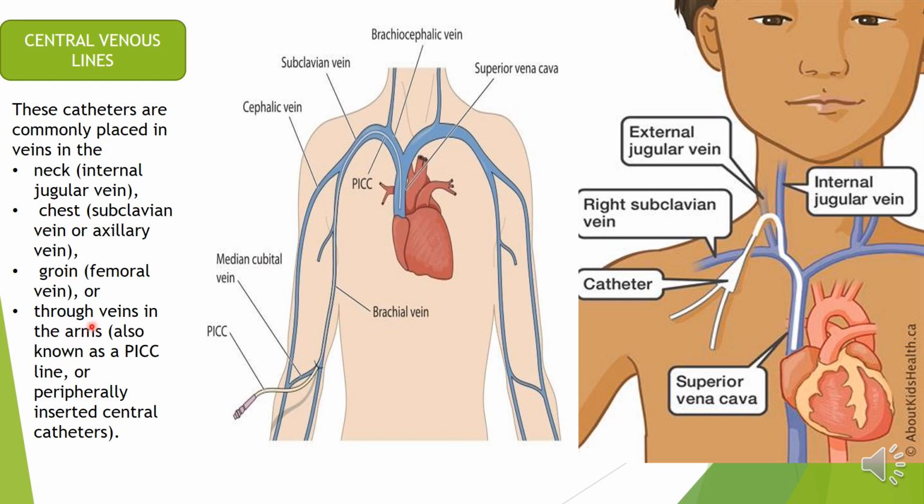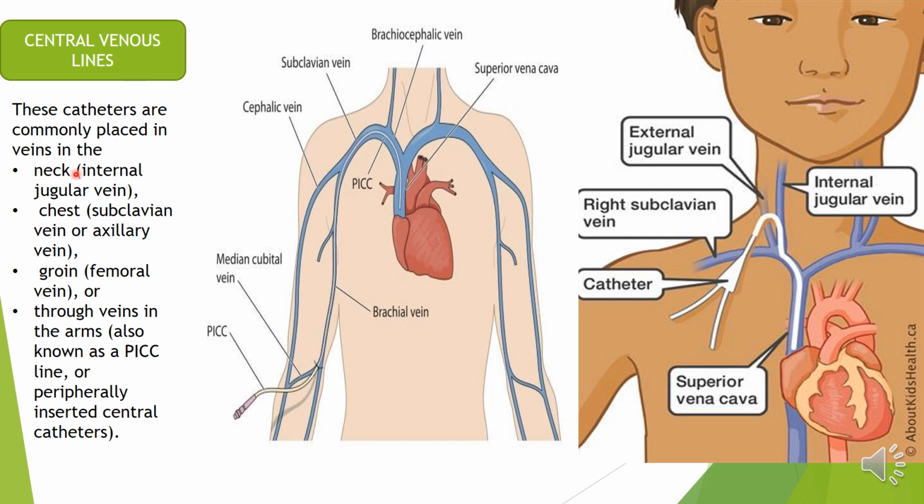or some veins in the arms. They are called a peripherally inserted central catheter. The veins that are used in the arms are the brachial vein and median cubital vein, also the cephalic vein. So when a catheter is placed into these veins, they are called central venous lines.